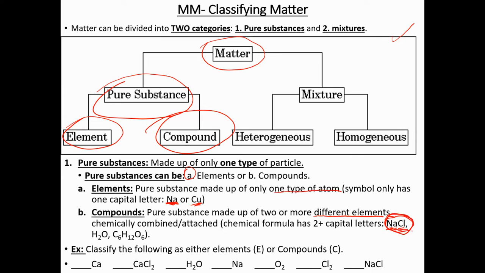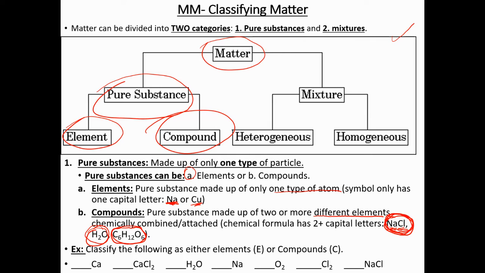So it's almost as if they are now one. This H2O is now one. This is now one because they're chemically attached together. It's not like a salad where the lettuce and the carrots and the cucumbers are still separate. These are now one pure compound, one pure compound, one pure compound. So pure substances can be elements or compounds.